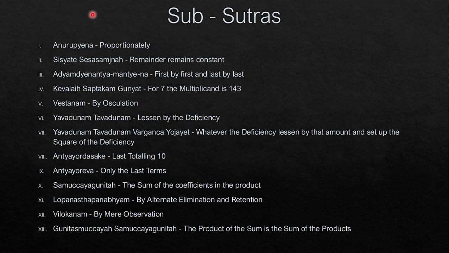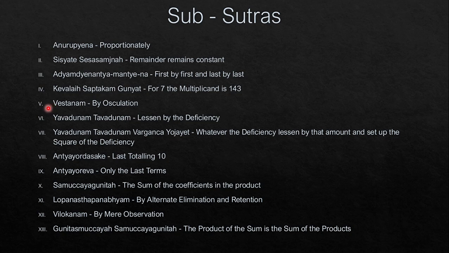Now I'll be talking about the Sub-Sutras and their meaning translated from Sanskrit. The first one is Anurupyena, which means proportionally. Second one is Sesasamjnah, which is the remainder remains constant. Next we got Adyamadyenantyamantyena, the first by first and last by last. Then we got Kevalaih Saptakam Gunyat. For 7 the multiplicand is 143.